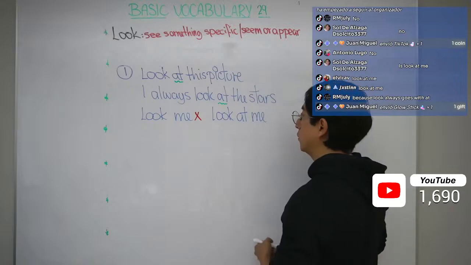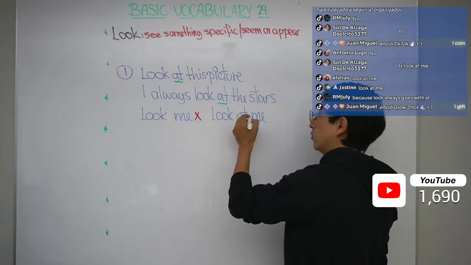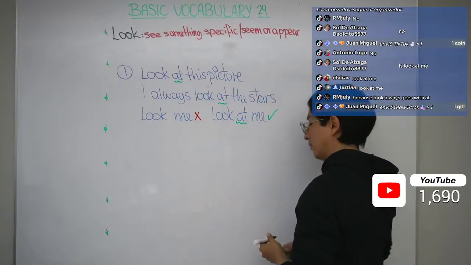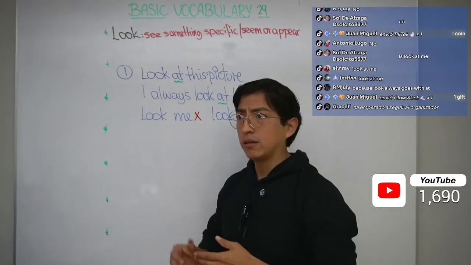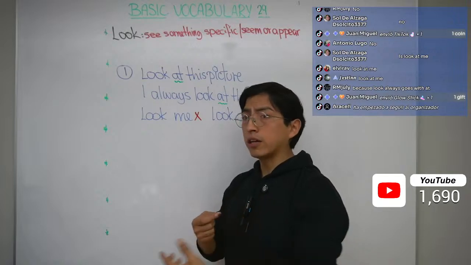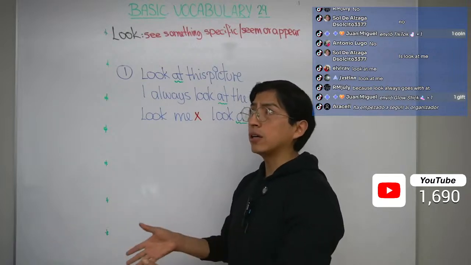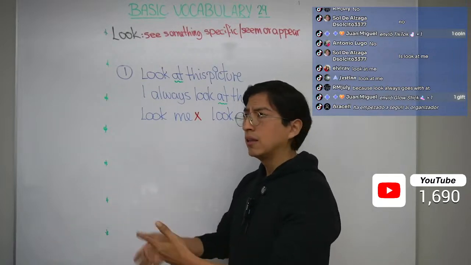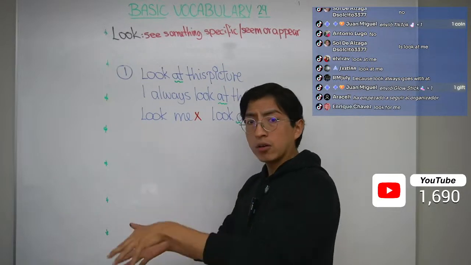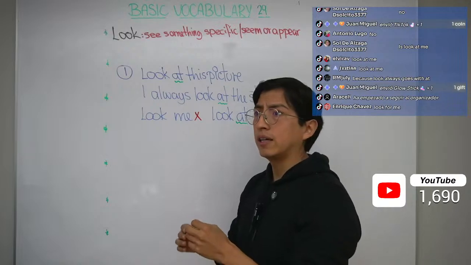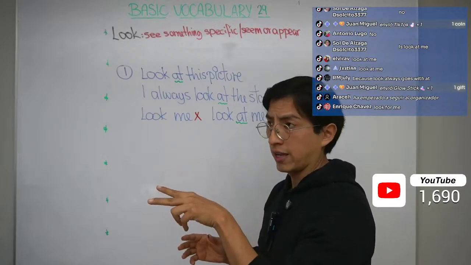So we always use look with the preposition at. You can use this for everything. Okay, look at me, look at your family, look at your house. Hey, look at the people, look at, I don't know, look at the computer. So you always use look at for that.